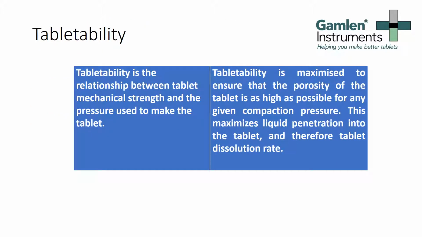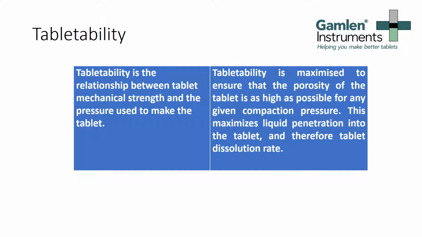Tabletability is the relationship between tablet mechanical strength and the pressure used to make the tablet. Tabletability is maximized to ensure that the porosity of a tablet is as high as possible for any given compaction pressure. This maximizes liquid penetration into the tablet and therefore tablet dissolution rate.